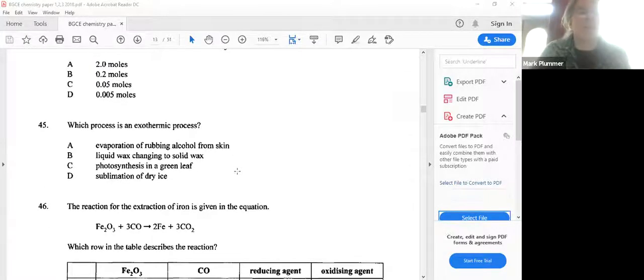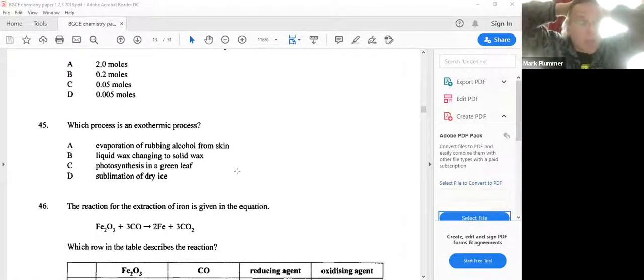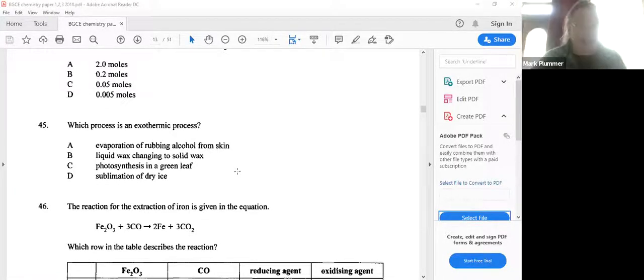Which one of these is an exothermic process? Number 45. Which one of those gives energy out to the environment? That is what the question is asking, to the external environment. All of them, B, C, and D, are processes that take energy in. So they're all endothermic. So the answer to number 45 is A. And if you're not sure why that is, you need to look at what happens in terms of the kinetic theory of matter, the particle model, and apply it to what happens to all three of the other answers. That should help you explain why the answer to number 45 is A.